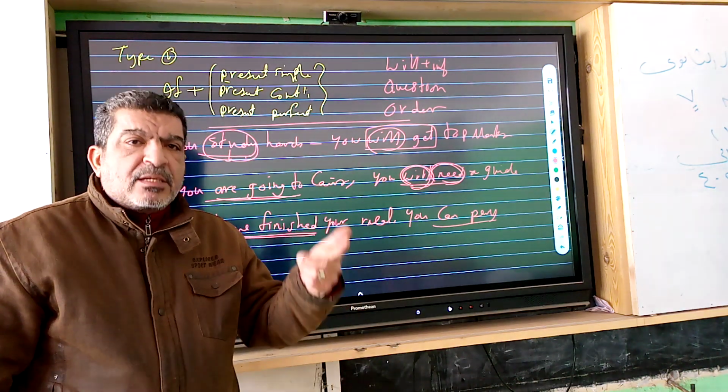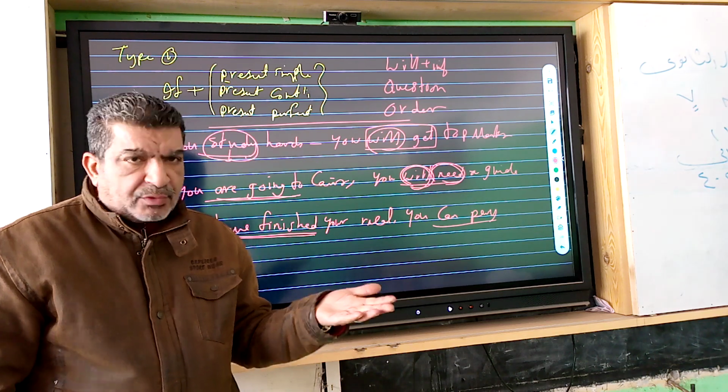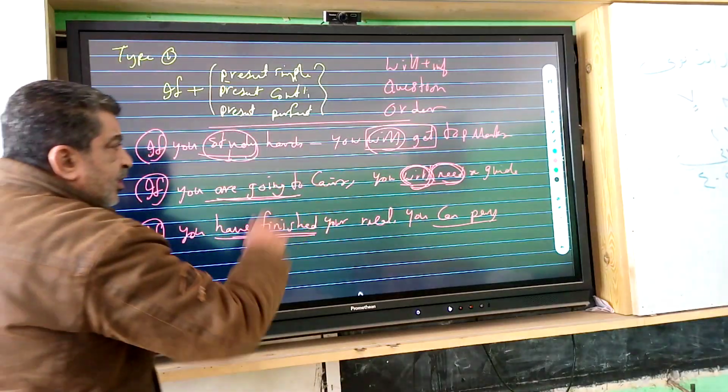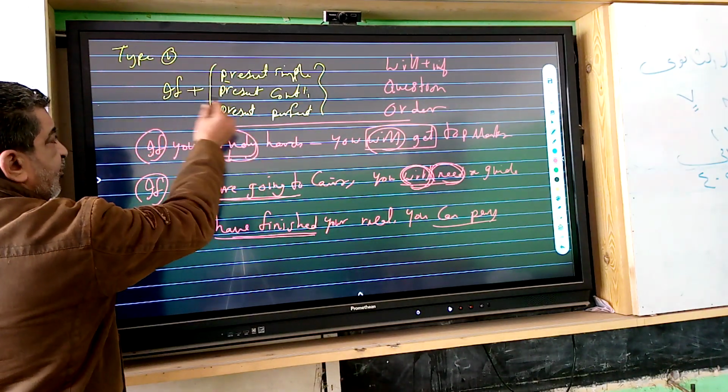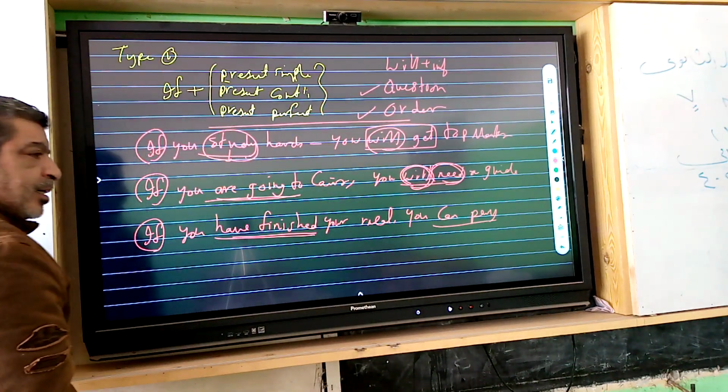Must, can, may, will, it's all okay. You can use it correctly. It's okay. Now let's move to the second one. If present simple, it can be a question, it can be an order. Let's have it all.